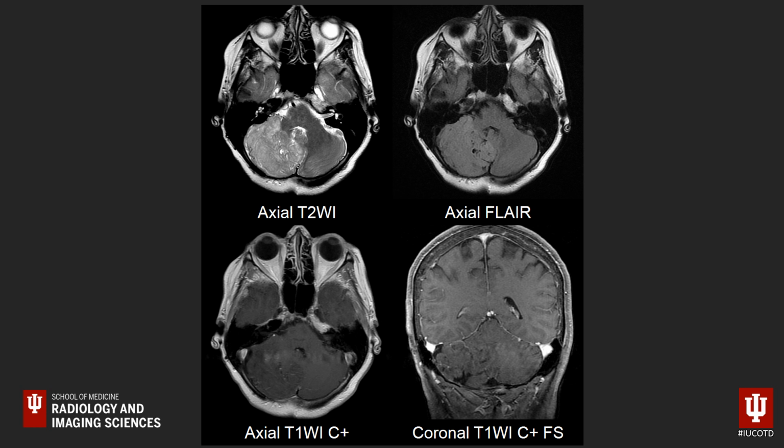I've got 4 images for you to take a look at. The image on the top left is an axial T2 weighted image. The image on the top right is an axial FLAIR image. Image on the bottom left is an axial T1 post-contrast image. And the image on the bottom right is a coronal T1 post-contrast fat-saturated image. So take just a couple moments to look at these images and try to figure out what you think is going on.